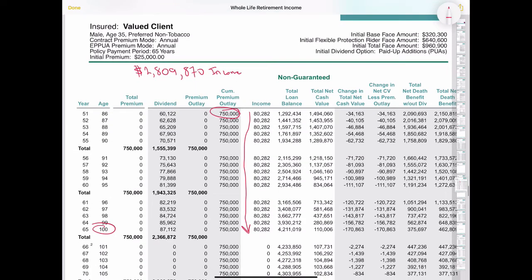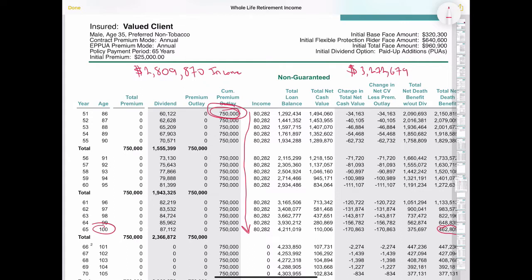Also notice that at age 100, there is a $462,809 death benefit remaining on the policy. So despite taking $2.8 million out of the policy, if this individual dies at age 100, the insurance company will still pay whomever the named beneficiary is $462,809. So the total amount extracted from this policy is $3,272,679.